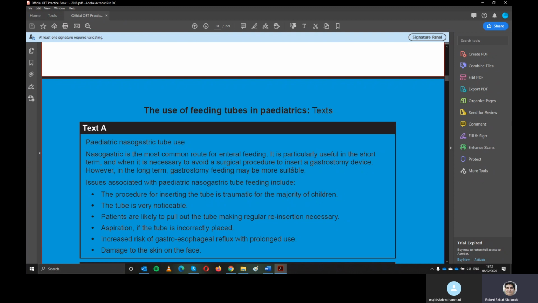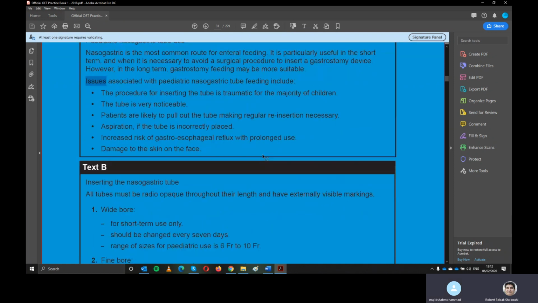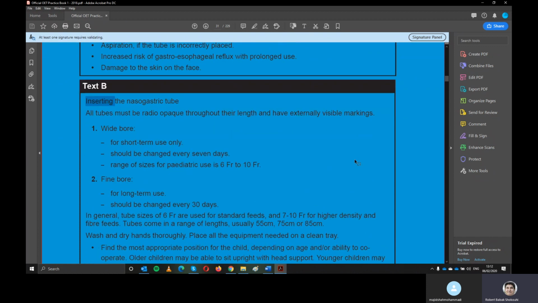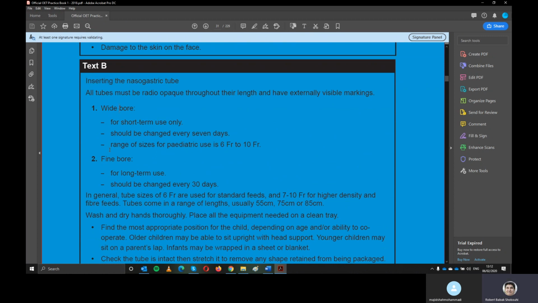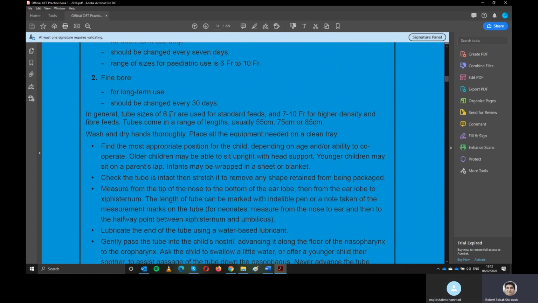So it says what it is. Specific pediatric issues. So it talks about some issues. So I go to the next part, inserting. There are two types, wide and fine. And this is about the sizes.